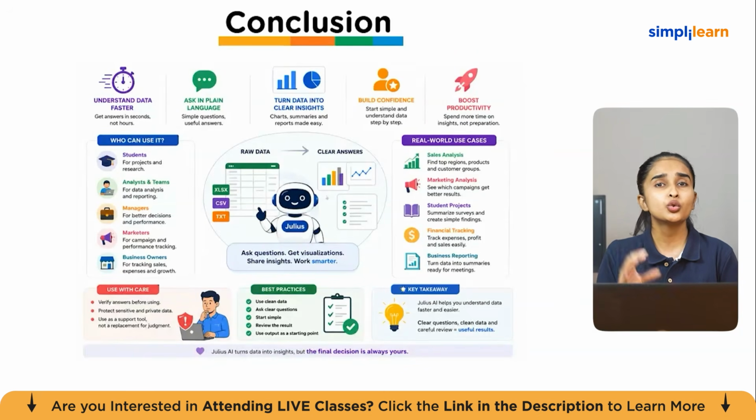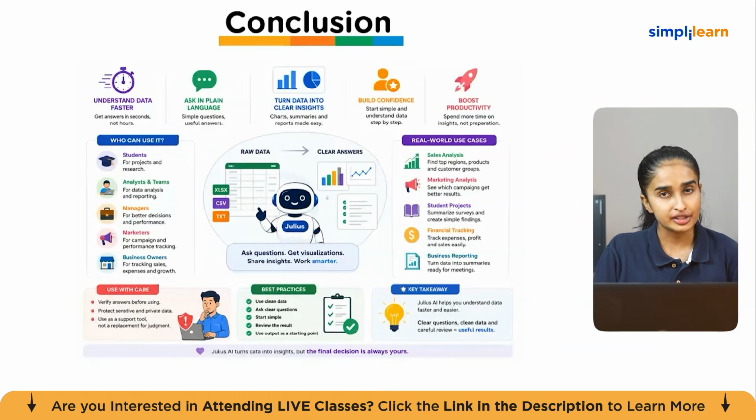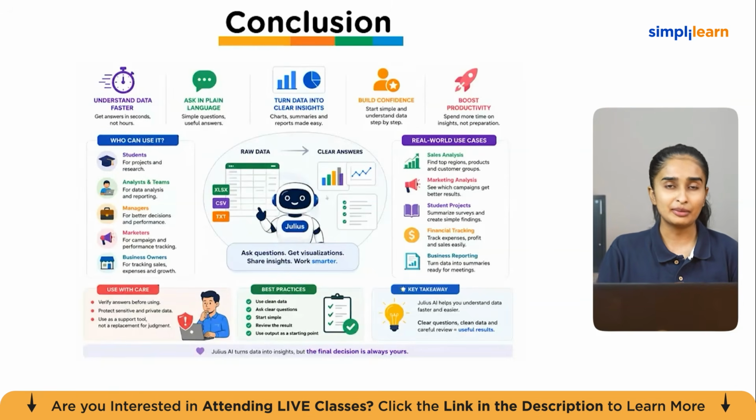We also discussed who can use Julius AI, including students, analysts, business teams, managers, marketers, and small business owners. Then we understood what Julius AI can help with, including summaries, comparisons, charts, insights, and reports. We also explored real-world use cases like sales analysis, marketing analysis, student projects, financial tracking, and business reporting. After that, we looked at the benefits, limitations, precautions, and best practices.